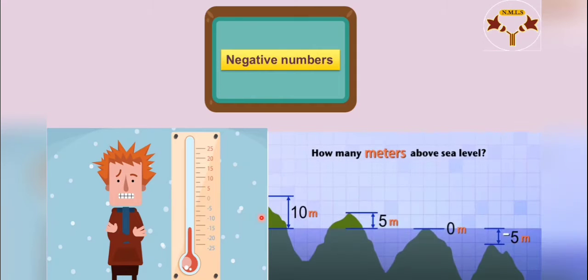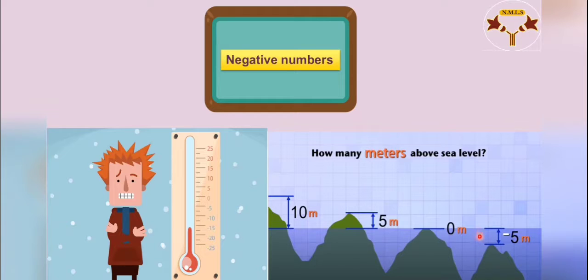And what if we want to use the sea level to measure the height of these islands? The first one is, as we see, 10 meters above the sea level, and the second one is 5 meters above the sea level, and this one is exactly the same as the sea level. So its height is 0 meters above the sea level.